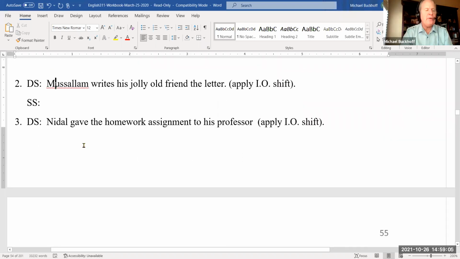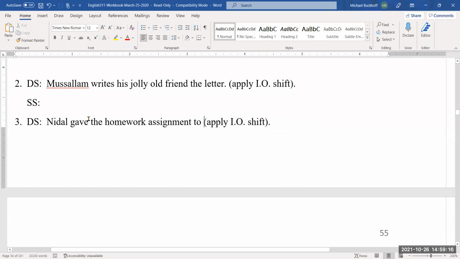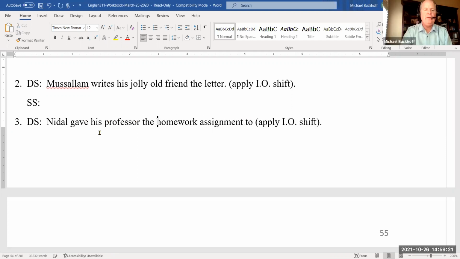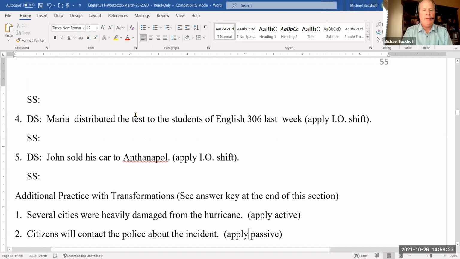Okay, let's go to the next one. Nidal gave the homework assignment to his professor. So we take the object of the preposition here, and where do we place it? After gave. And then we simply delete the preposition. Now this is a long one. Remember though, you see the word to, right? So everything after to is the object. So the students of English 306, we need to take this, and where do we put it?